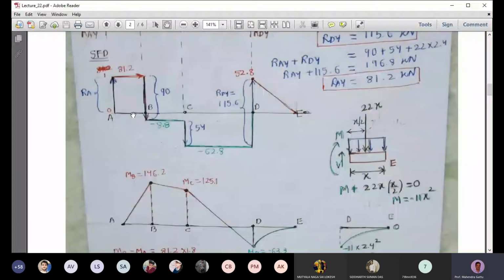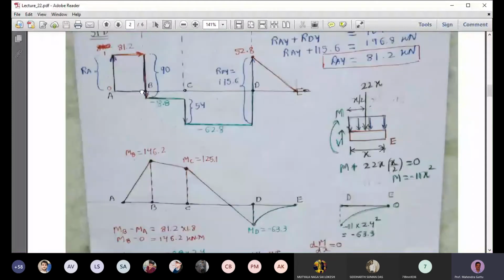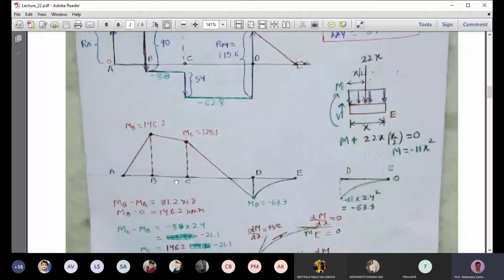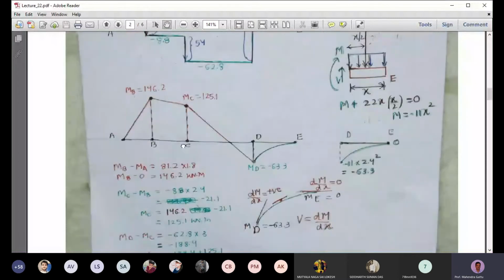So from A to B, what is happening? As the section moves to the right, there is an increase in the area under the shear force diagram. So bending moment will increase as you move from A to B, and that we know. So we can calculate what is MB. MB minus MA is equal to the area under the shear force diagram. So MB minus MA is equal to 81.2 into the length of AB, which is 1.8. So we are getting 146.2 kilonewton meter because MA is 0. So we have located that point MB.